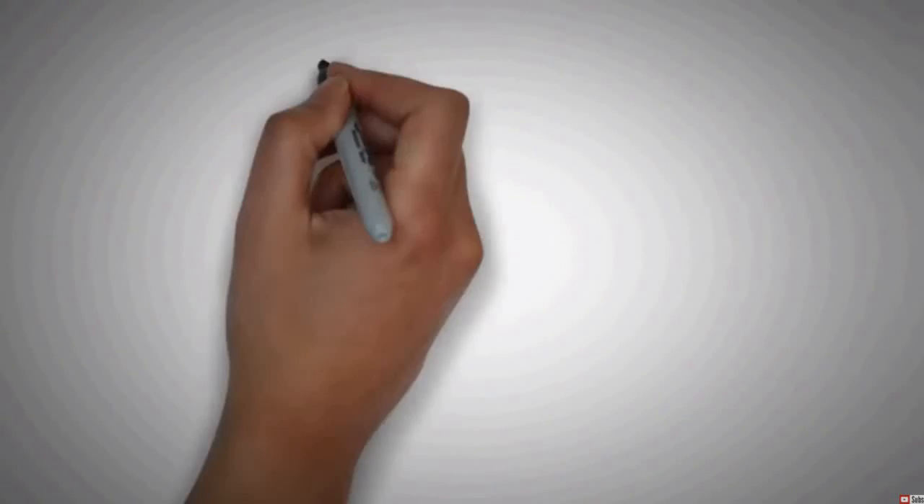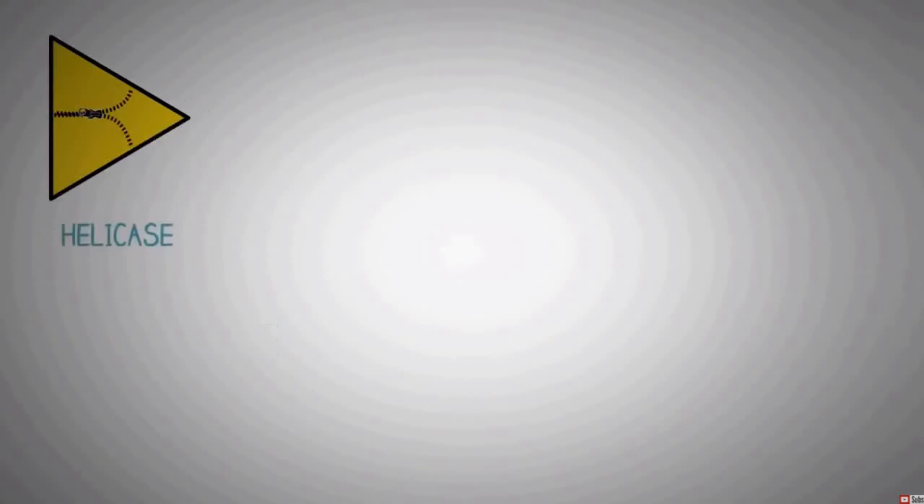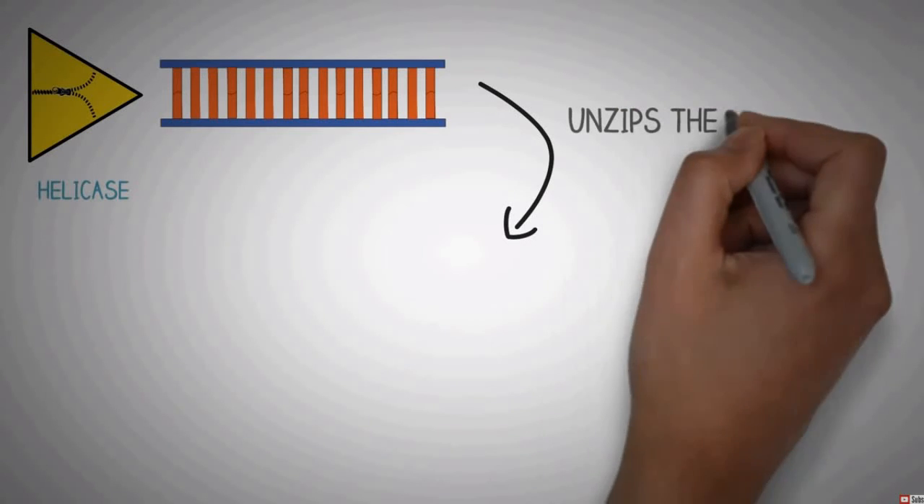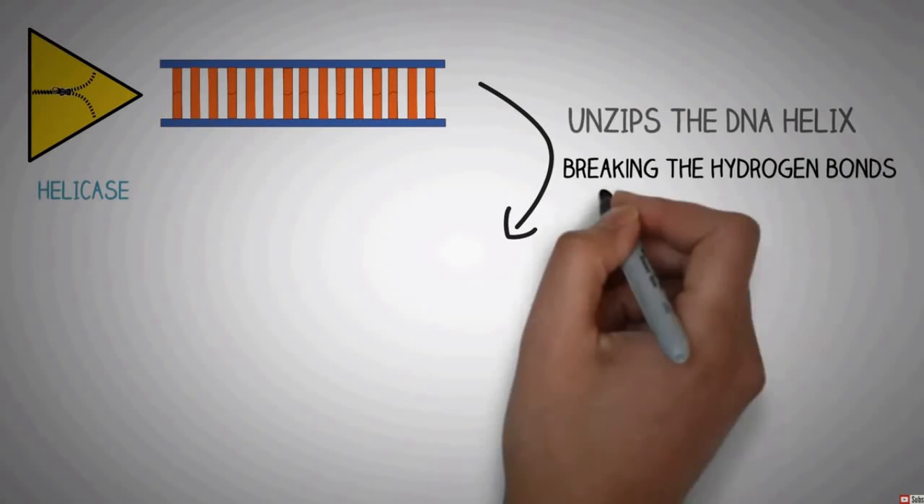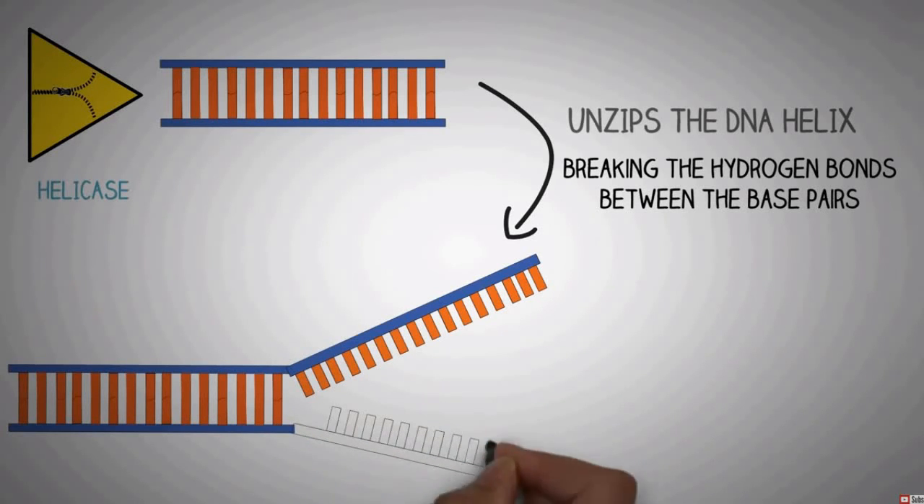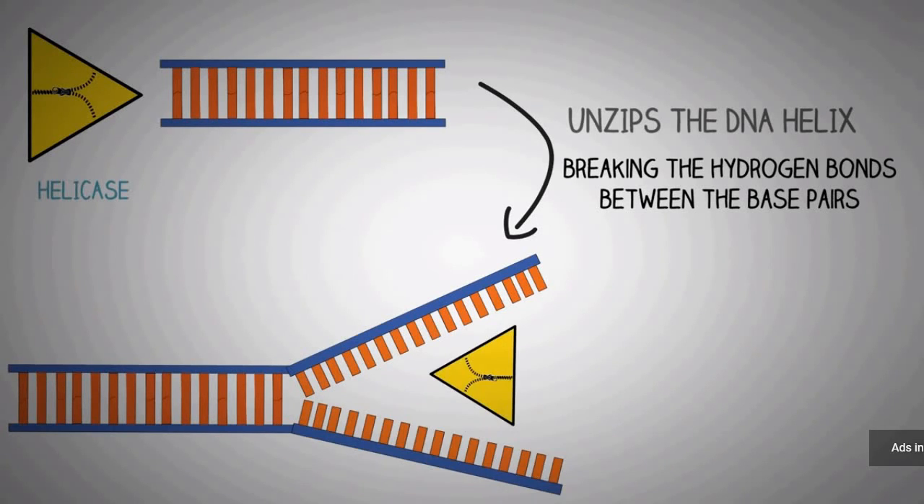Now, the main job of the enzyme helicase is that it unzips the double helix structure of the DNA. The enzyme helicase performs this function by breaking the hydrogen bonds between the base pairs. This separates these two strands, creating the replication fork upon which various other enzymes will act in the process of DNA replication.